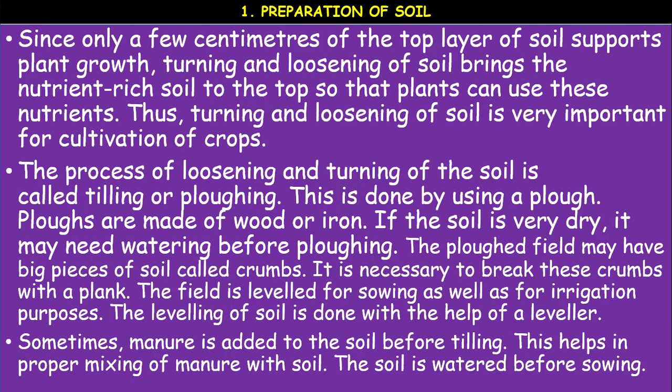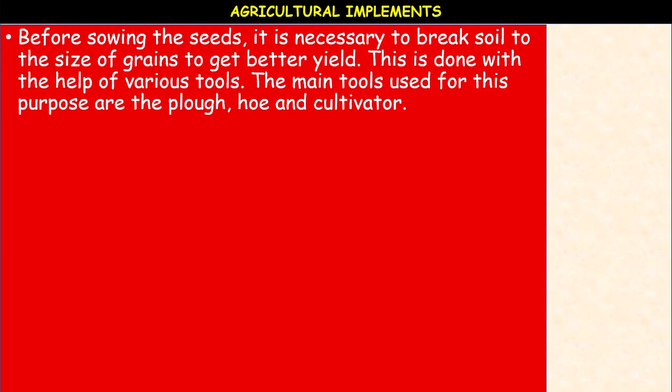The tilled soil may have big lumps of soil, and these need to be crushed and the soil should be leveled. This is done with the help of a wooden or iron leveler. Leveling also prevents the erosion of soil by wind or water. So, agricultural implements which are used: plow.